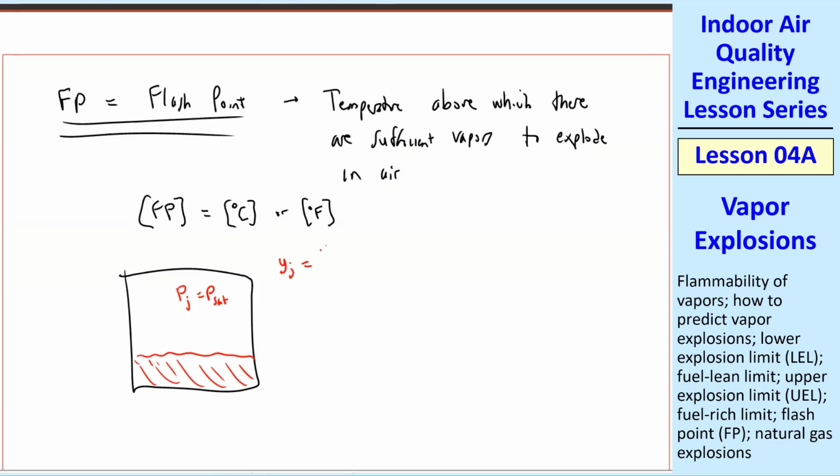Yj, remember, was Pj over P or Vj over Vt, the total volume. So remember that equation from the first week of class. As long as this Pj over P is greater than the lower explosion limit and obviously less than the UEL, that one's not hard to achieve for just a liquid evaporating like this. So what will happen is the liquid evaporates until Pj is equal to Psat. And if that's greater than the LEL, then a spark would cause an explosion.